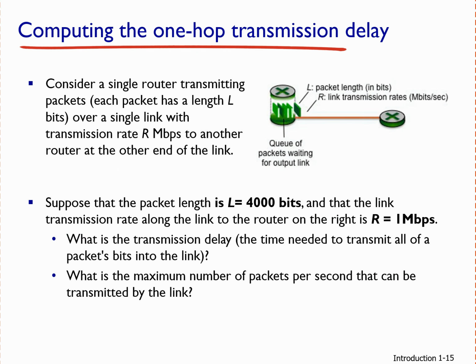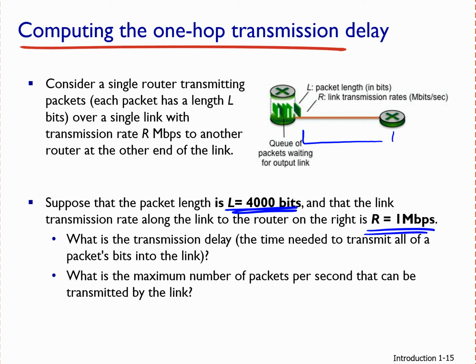Let's go through a set of examples and see how we can measure these delays and throughputs. Consider a single router transmitting packets. Each packet has a length L over a single link with transmission rate R megabit per second. Let's assume that the length of the packet is 4,000 bits and the link has a capacity or transmission rate of 1 megabit per second. That means we can send 1 megabit in each and every second.